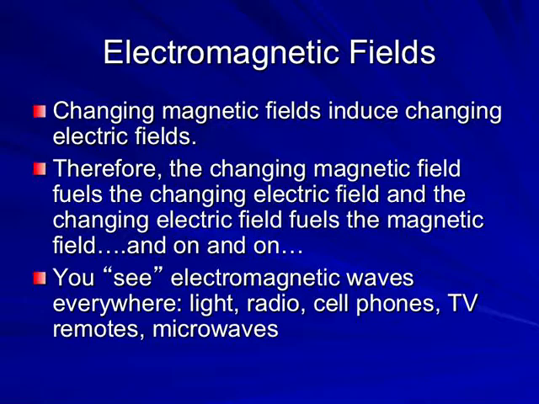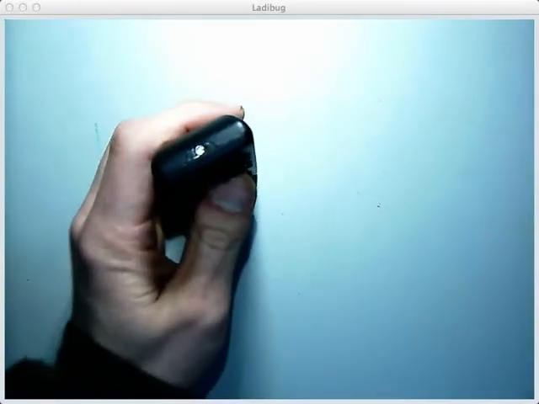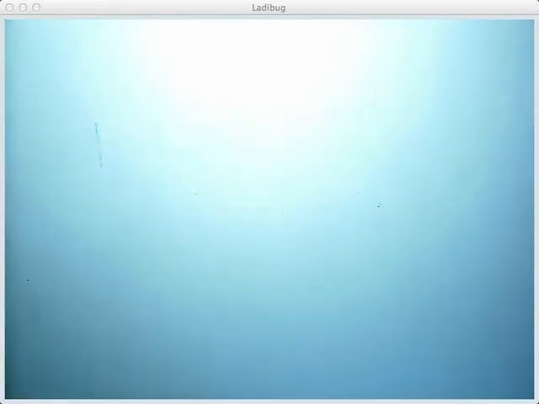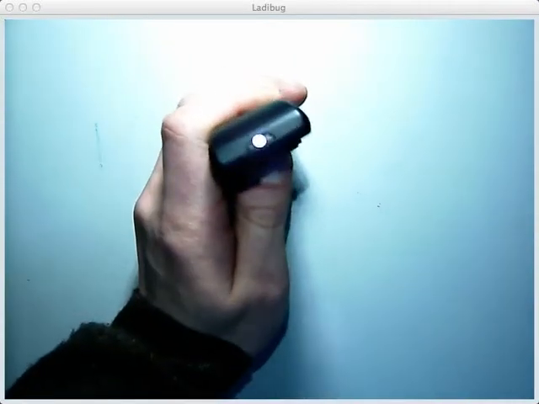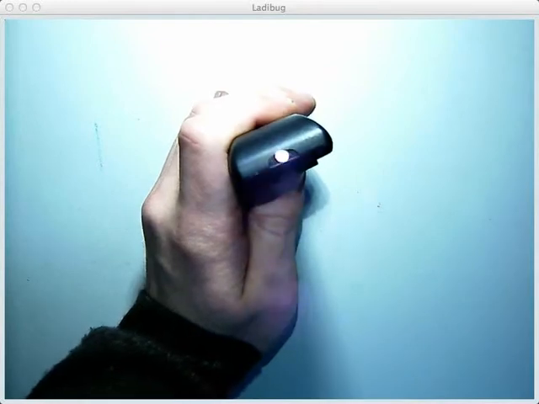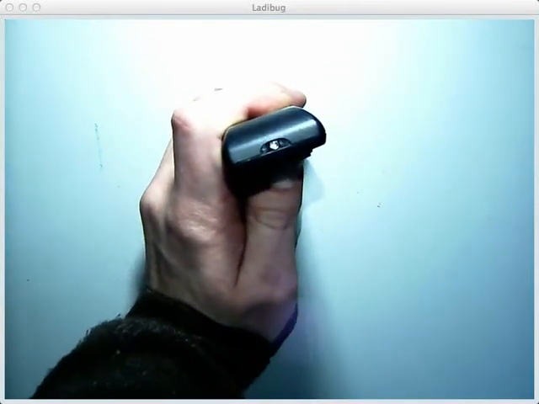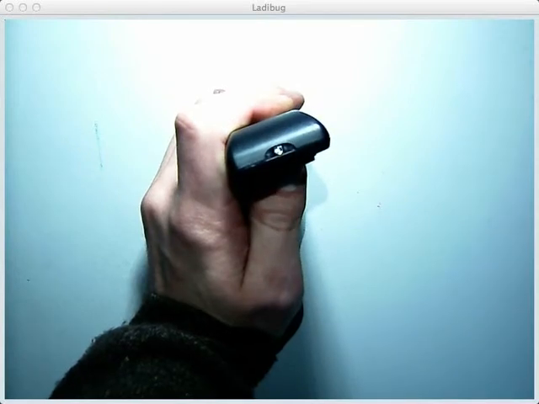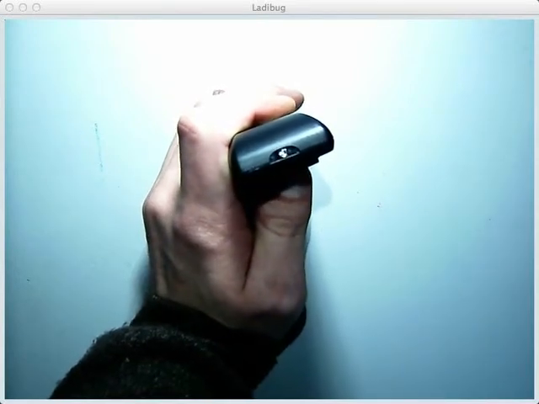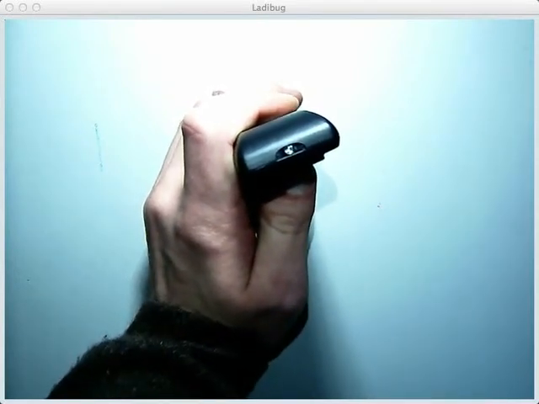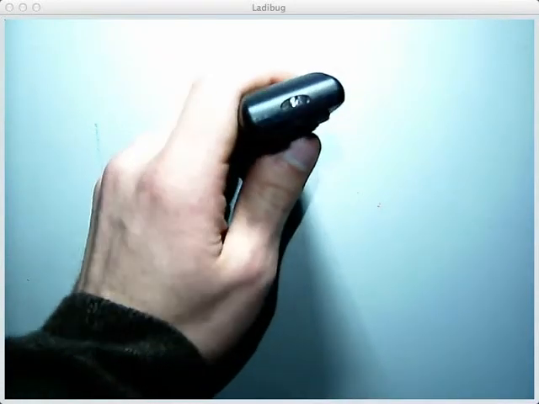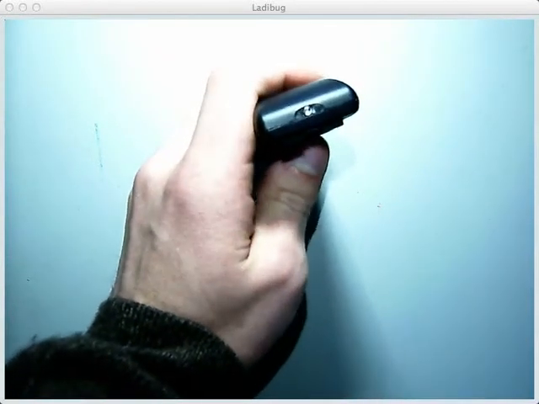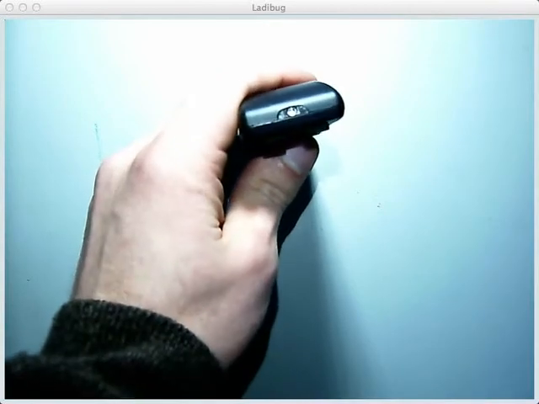Okay, so for those of y'all who aren't seeing that, I can put it under here as well. Through your eyes you don't see anything. However, through a camera, we can see that infrared light is being put out. The iPhone 5 has an infrared filter, so it filters that out. And some cameras have them, some don't.